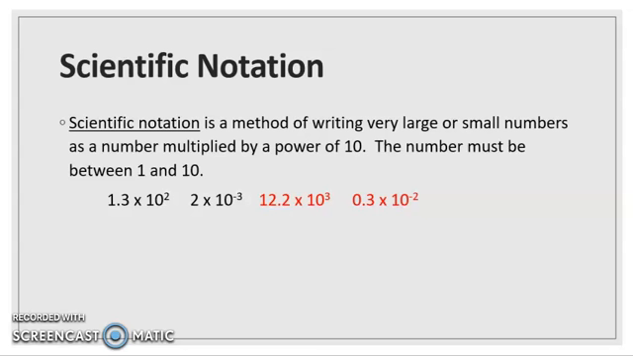Scientific notation is a method of writing very large or small numbers as a number multiplied by a power of 10. Now these numbers must be between 1 and 10. So that's the number in front here. So ones that are written in correct scientific notation would be like 1.3 times 10 to the second power. 1.3 is between 1 and 10, and I'm multiplying by a power of 10. I could also write 2 times 10 to the negative 3.